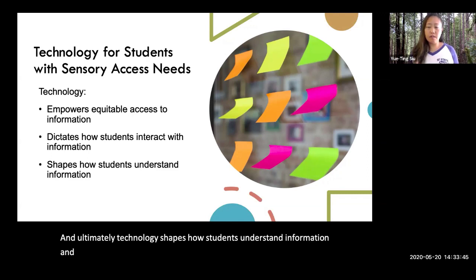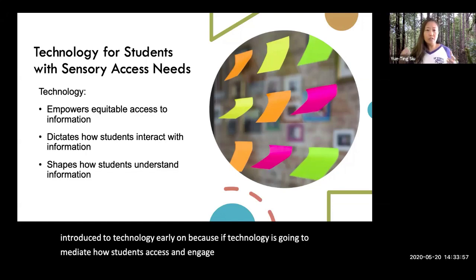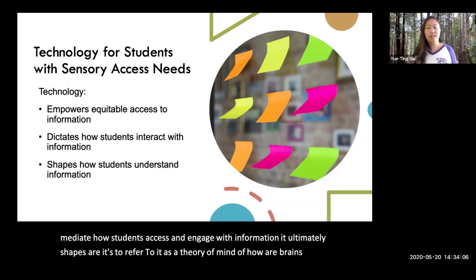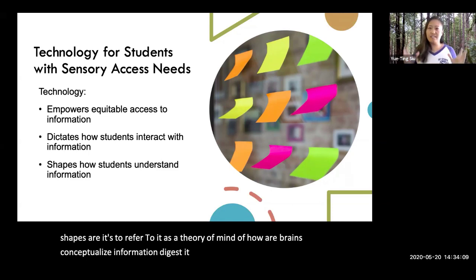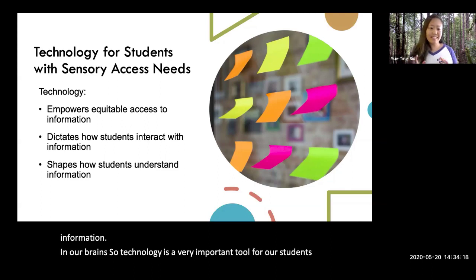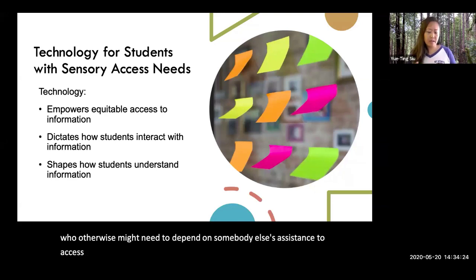And this last point is really why it's so important that students are introduced to technology early on, because if technology is going to mediate how students access and engage with information, it ultimately shapes, I like to refer to it as a theory of mind, of how our brains conceptualize information, digest it, and really visualize information in our brains. So technology is a very important tool for our students who otherwise might need to depend on somebody else's assistance to access information, or might always be in that position of just accessing information but not necessarily engaging.